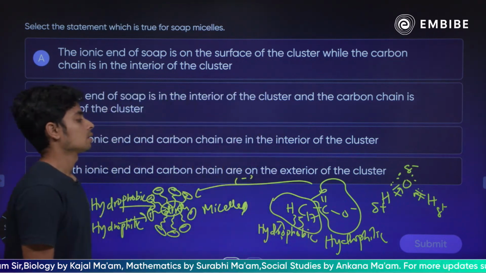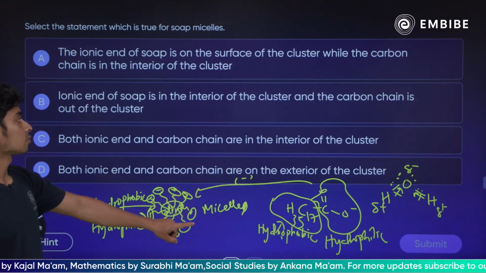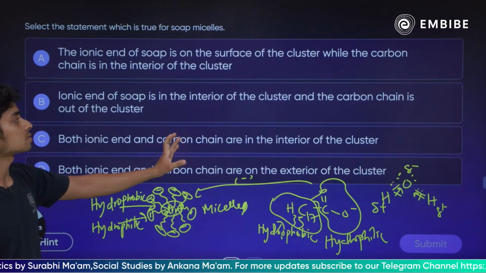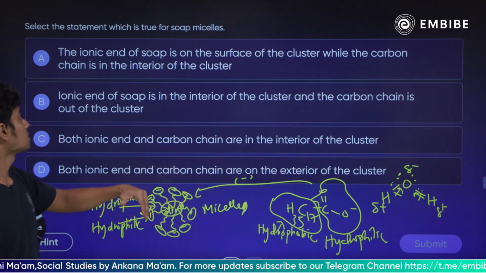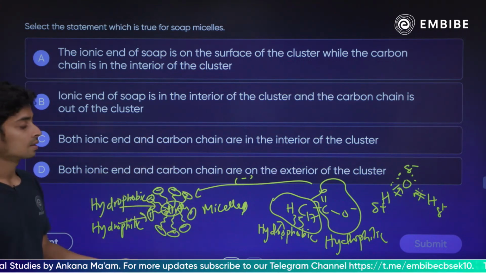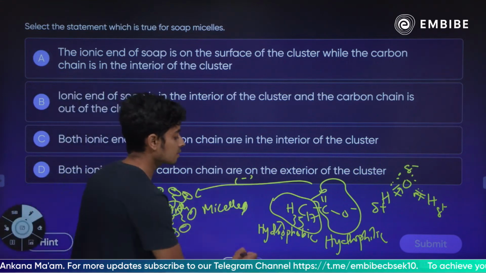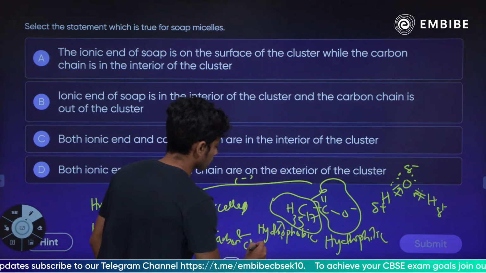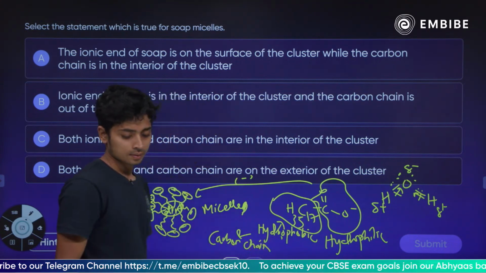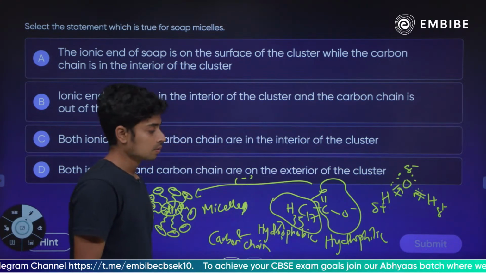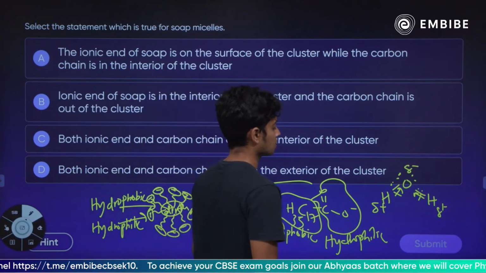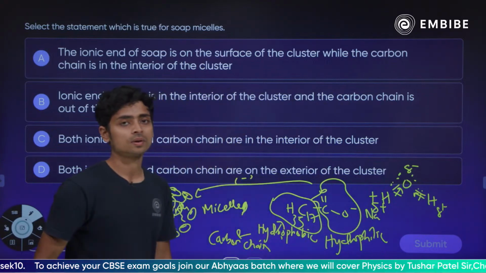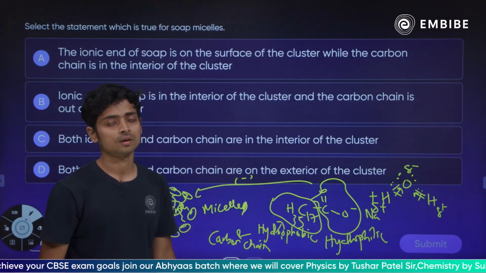Okay, so the minus part is my hydrophilic, ionic end, the charged part. The ionic end of soap is on the surface of the cluster and the carbon chain is in the interior of the cluster. This hydrophobic part is sometimes also called the carbon chain. If you add a Na plus, this will be called sodium stearate. Sodium stearate is a soap material.